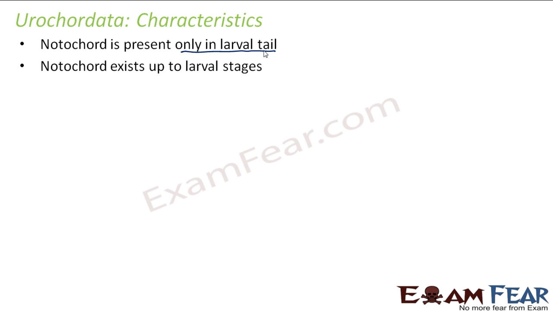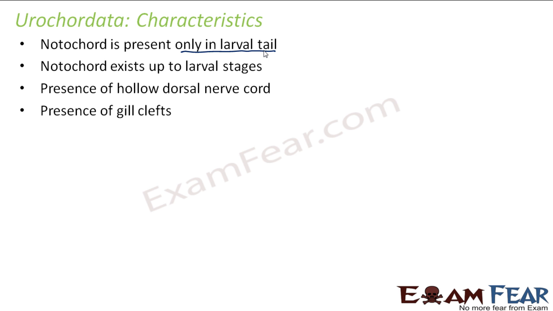Notochord exists up to larval stages. It doesn't exist throughout life. It exists only up to the larval stages. Now when the larva grows up to form the adult, the notochord vanishes. Presence of a hollow dorsal nerve cord is there. Presence of gill clefts is there. They are marine animals. So these were some of the important features of Urochordata.